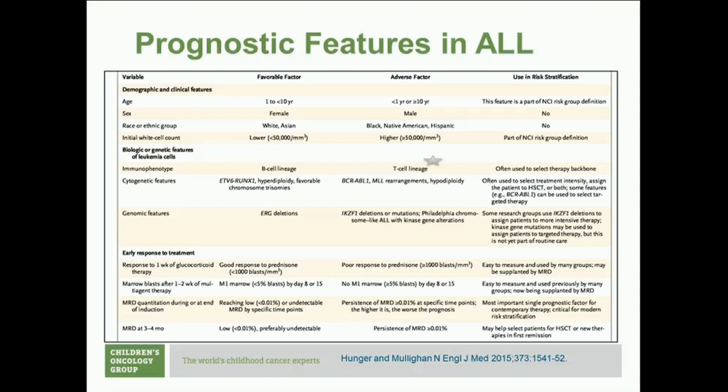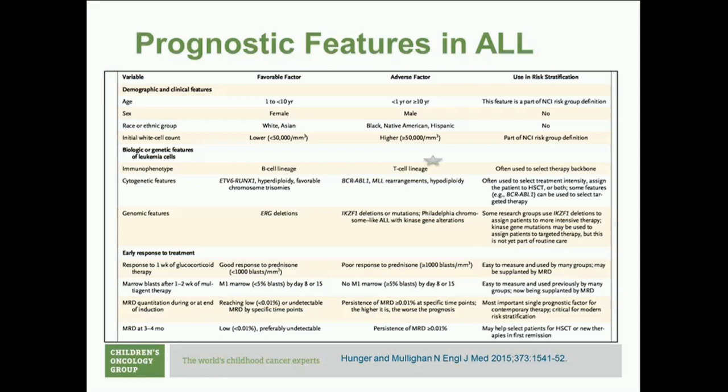But some of the more important prognostic features are actually not based in the biology, but in the response to the treatment. So across the pond in Europe, they use a very low-tech way of deciding whether somebody has a favorable or unfavorable prognosis, and it's worked every single time that they've used it. And that is a response to 1 week of steroid therapy, nothing else. We just give them some prednisone or dexamethasone for a week.